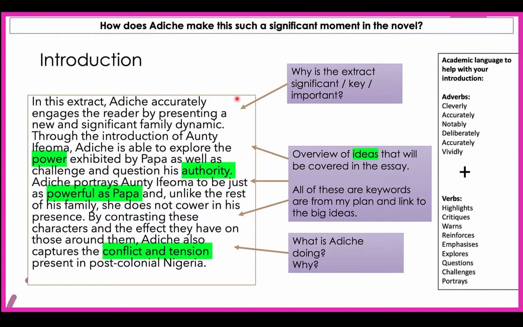So this is my introduction, and just to remind you, this is the question: how does Adichie make this such a significant moment in the novel?